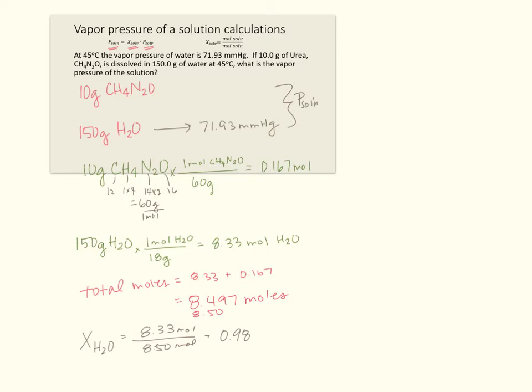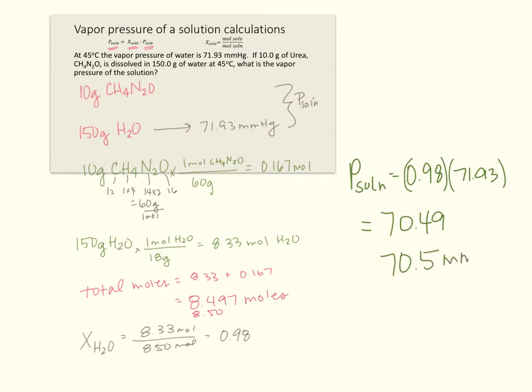So I'm going to take the pressure of the solution is going to be equal to 0.98, the mole fraction, the fraction that's water, times the original pressure of water by itself. So 0.98 times 71.93 is equal to 70.49. Or I guess that would be sig fig 70.5 millimeters of mercury, because this should really have a 0 at the end. So that's the answer.